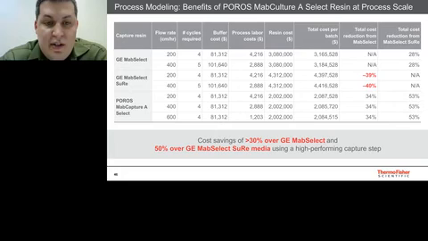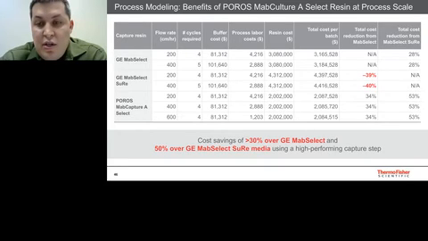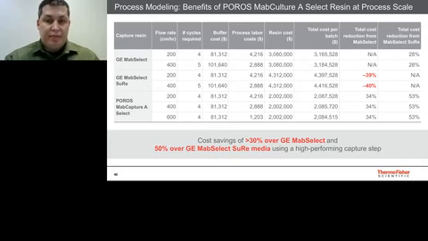In summary, regardless of the scale, there is a significant performance advantage and cost savings advantage when switching to the POROS MabCapture A Select resins.